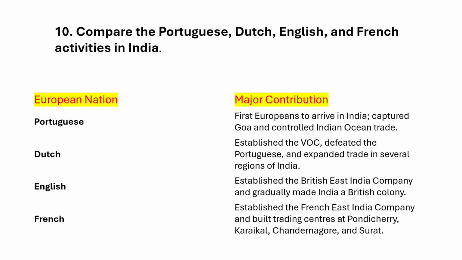The Dutch established the VOC, defeated the Portuguese, and expanded trade in several regions of India. The English established the British East India Company and gradually made India a British colony. The French established the French East India Company and built trading centers at Pondicherry, Karaikal, Chandernagore, and Surat.